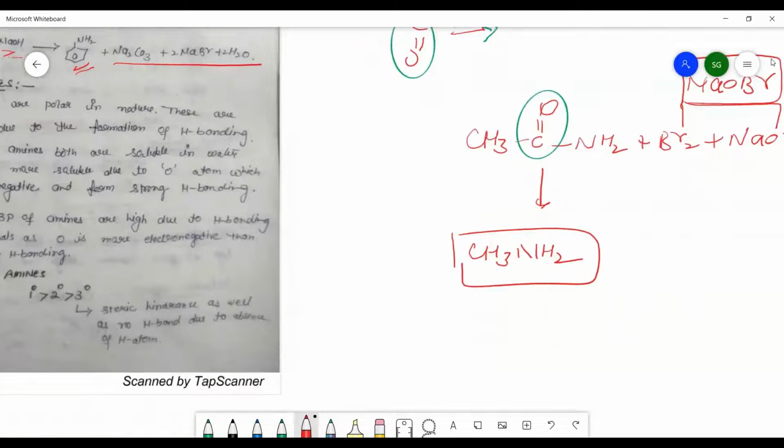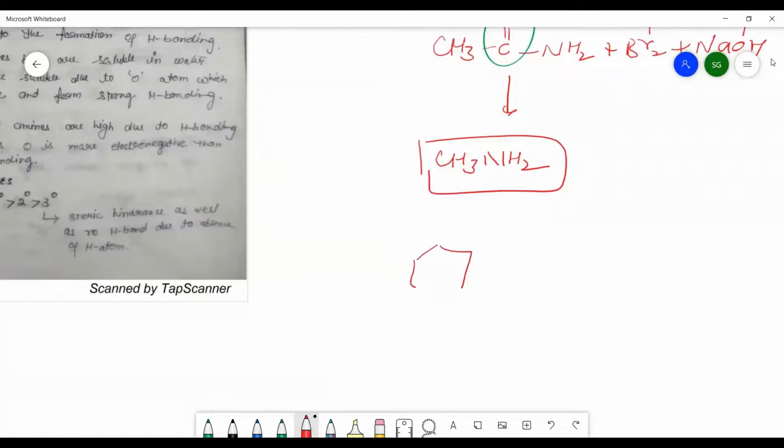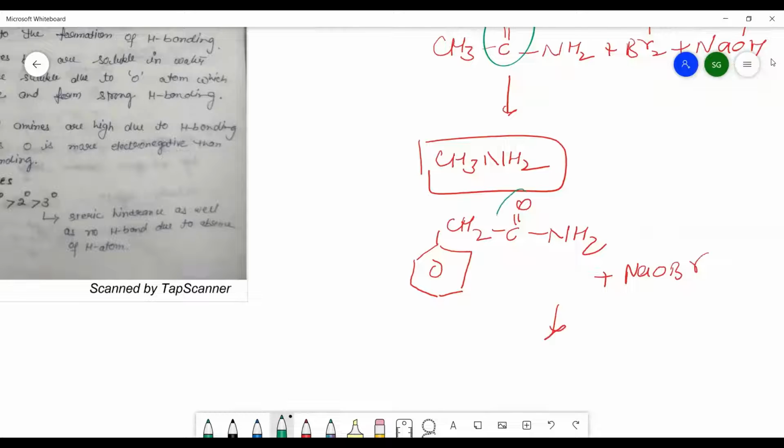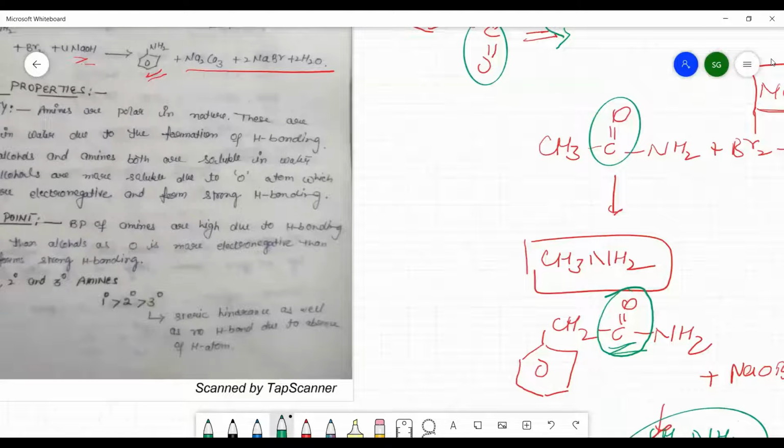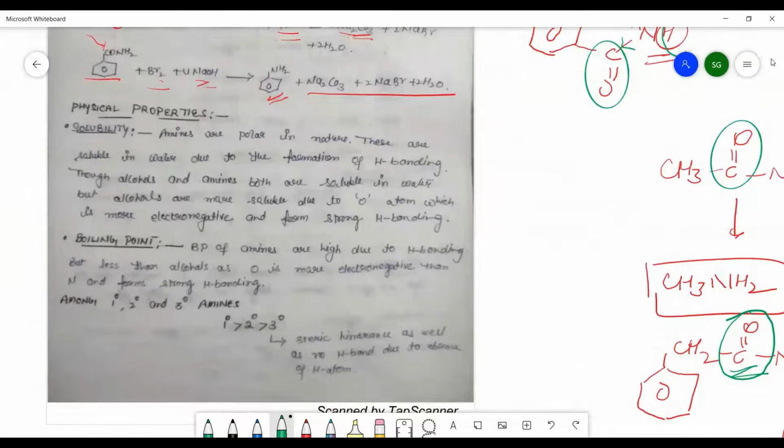Now suppose you have benzamide. This is benzamide. If you are adding NaOBr to it, then you can easily understand that this CO group will be completely removed and there is a formation of aniline, that is, one carbon atom less than the parent amide. So these are the methods by which you can prepare the pure primary amines.